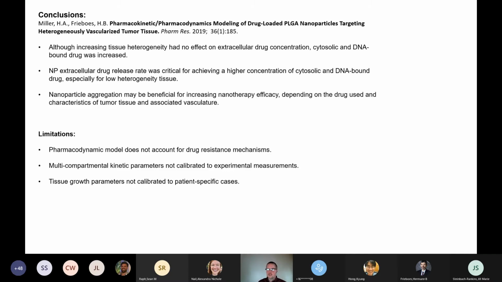Also, nanoparticle aggregation may be beneficial for increasing nanotherapy efficacy, depending on the drug used and the characteristics of the tumor tissue and the associated vasculature.